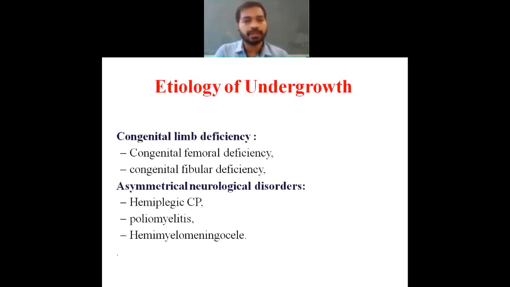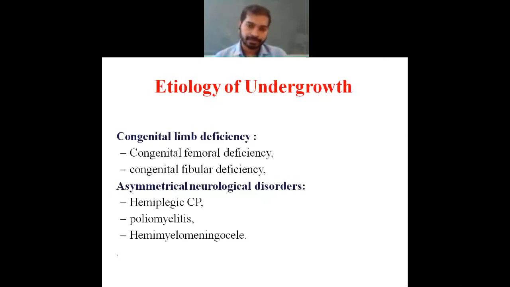So etiology: what are the causes? Can you see it is written, etiology of undergrowth? Another causes are there, etiology of overgrowth. Undergrowth means the growth will not happen. From a hereditary cause, suppose one bone will not develop, you will have shortening or not? Suppose the femur or tibia will not develop. Have you seen this type of case?